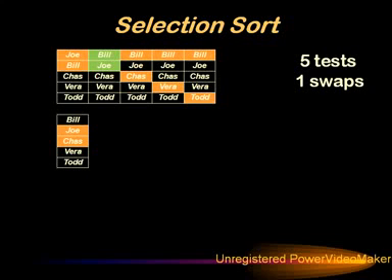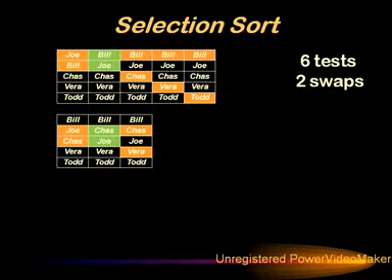So now we'll look at elements 2 and 3. Need a swap there. Now 2 and 4. No swap needed. Now 2 and 5. And no swap needed there either. So we've added 3 more tests for a total of 7 at this point. And we also know that the first 2 elements of the array are in the correct place.